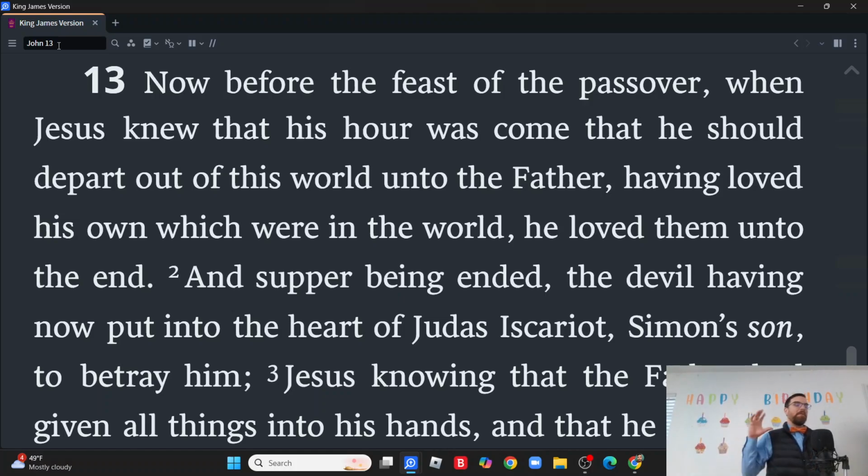But first, I just want to read through John 13 so we can have the whole chapter in our mind. Then we can start looking at specific thoughts, which I think are really interesting. So we'll just read John 13 and then we'll get into it.